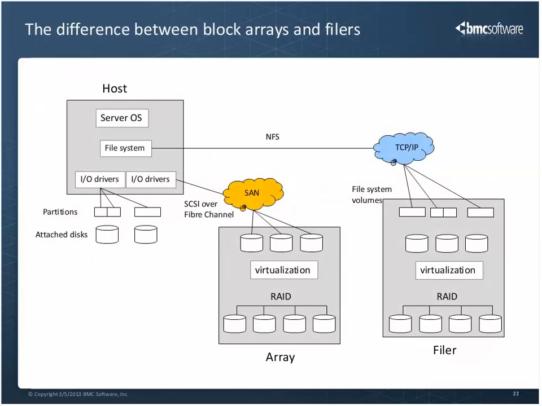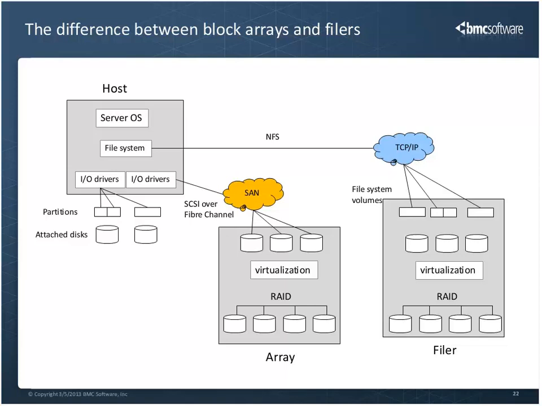So here's an illustration of the difference between block arrays and filers. On the top left-hand side, you see a host. The host is running a server operating system and a file system code within that operating system, and I/O drivers at the lowest level. The I/O drivers are typically specific to whatever kind of I/O is being done. In this example, there are two attached disks to this host, and these attached disks have been divided into partitions. You see 3 partitions there, and there is an I/O driver that knows how to access the data on these partitions and the attached disk. So that's a common model of a host that's a standalone host.